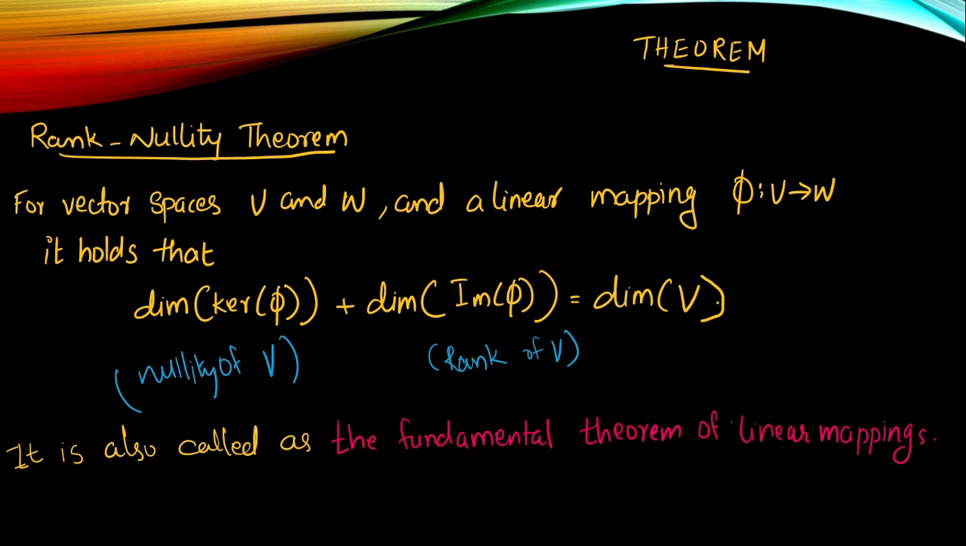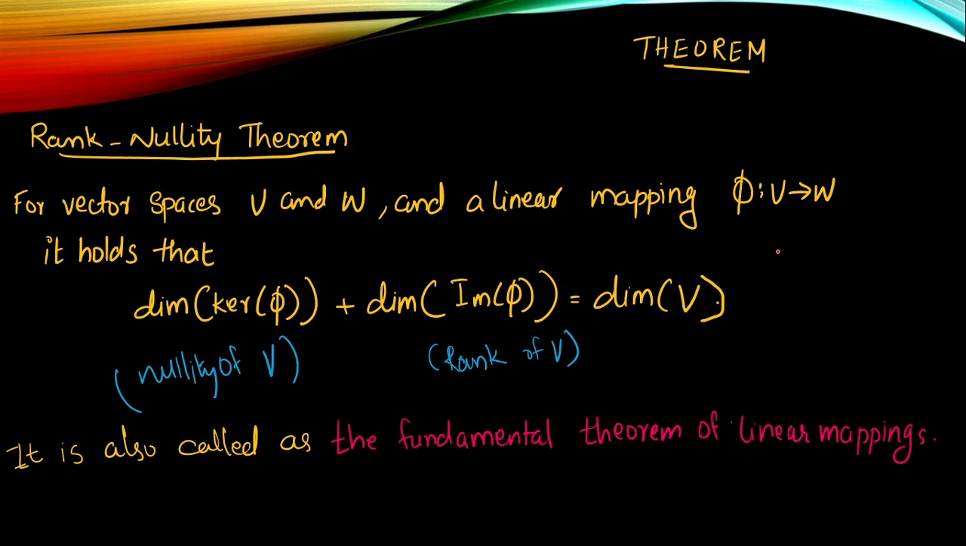Then there is a theorem relating this rank and nullity, or the null space. For vector spaces V and W and a linear mapping phi from V to W, it holds that the dimension of kernel of phi plus the dimension of image of phi is equal to the dimension of V. Dimension here means the number of basis vectors in the kernel of phi plus the number of basis vectors in the image equal to the dimension of V.